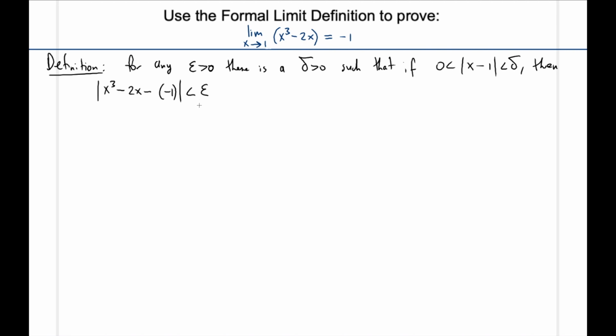Okay, so now how do we proceed? We always start with this. Alright, so we're going to start with this, x cubed minus 2x, and notice that this is plus 1 because of the double minus there. Now we need to break this up and somehow involve the x minus 1 into this, right?